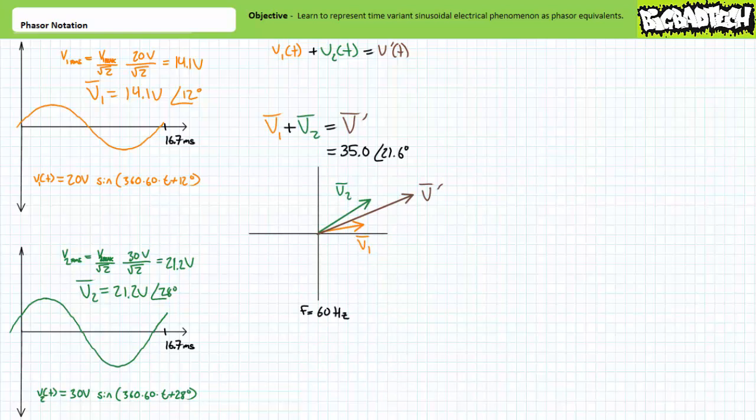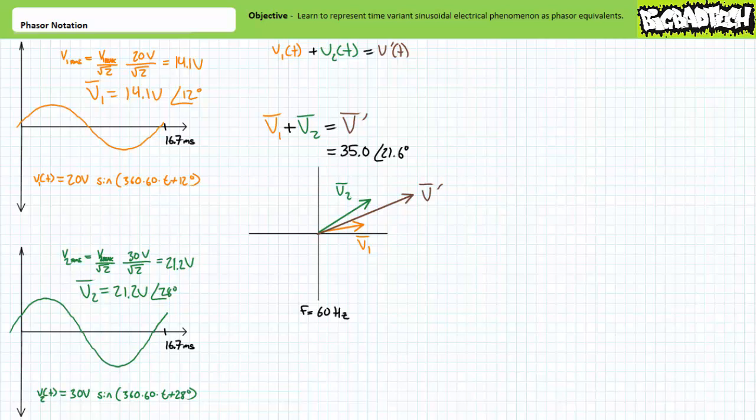Now all we need to do is add them up as complex numbers expressed in polar format using our scientific calculator. V1 plus V2 equals V single prime. V single prime equals 35 at an angle of positive 21.6 degrees.